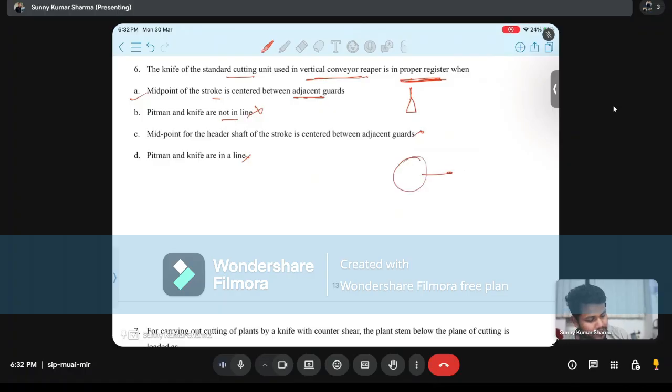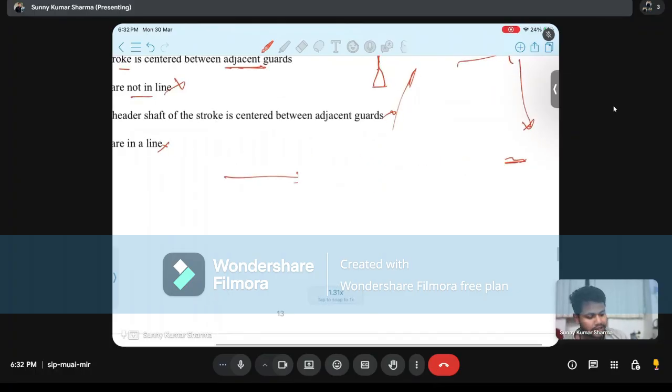Like this pitman is there, this cutter bar is there, on which the knife blades are mounted. When you see the reaper machine from the side, this pitman, this cutter bar, and the crank wheel will all be in the same line. We call it properly aligned.